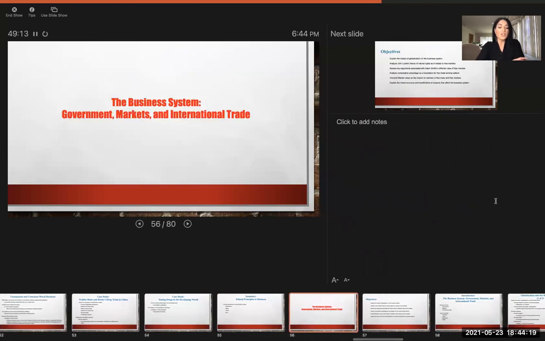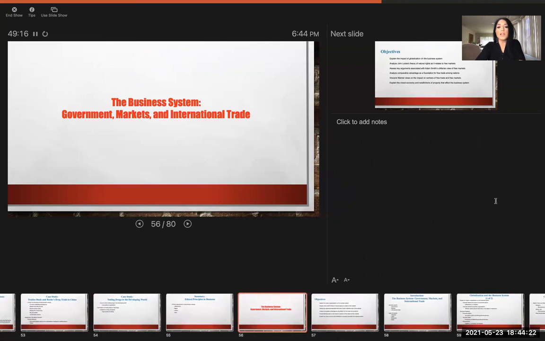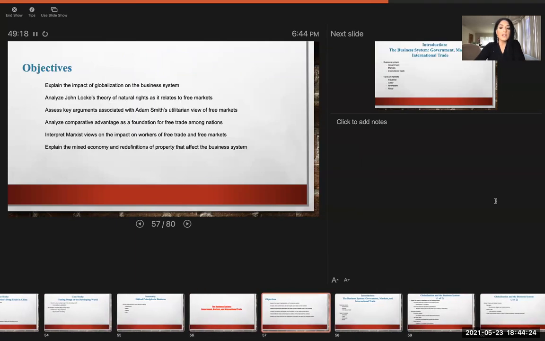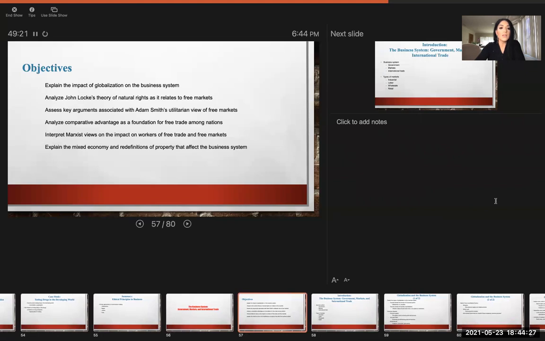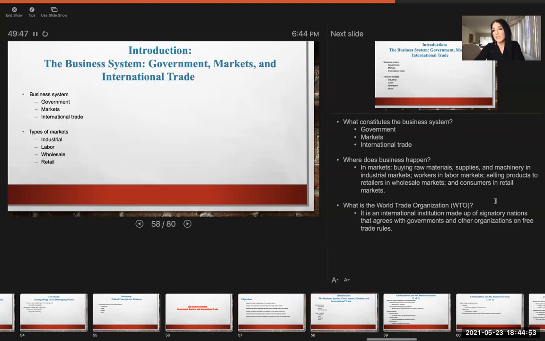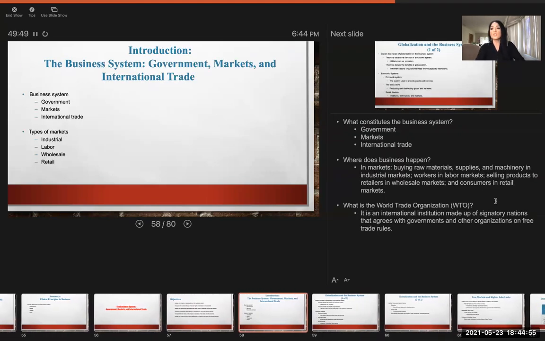Okay, our final section of business ethics: the business system, government, markets, and international trade. By the end of this section, you should be able to explain the impact of globalization in the business system, analyze John Locke's theory of natural rights as it relates to free market, assess key arguments associated with Adam Smith's utilitarian view of free market, analyze comparative advantage as a foundation for free trade among nations, interpret Marxist views on the impact on workers of free trade and free market, and explain the mixed economy and redefinitions of property that affect the business system. So what constitutes the business system?